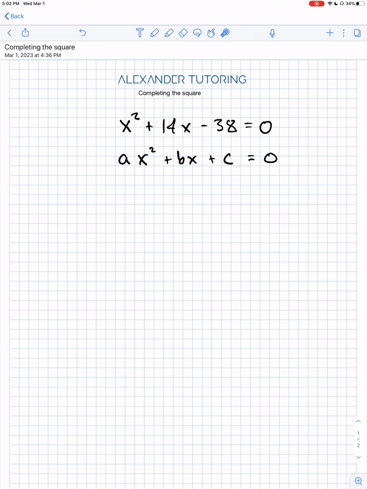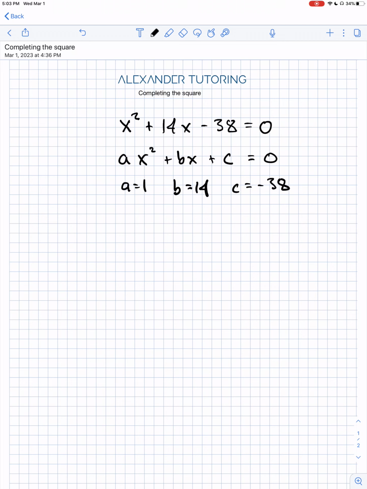A quadratic, in case you don't know, is something that follows this format, or a number a times x squared plus some number b times x plus some number c. Okay, so I gave an example one up top here. So I'm comparing the two. We can see in this case that a equals 1, b equals 14, c equals negative 38. Don't forget that minus sign in front, that's important.